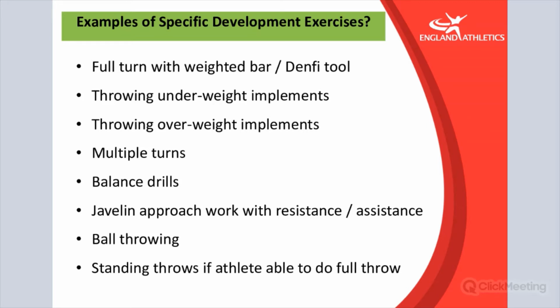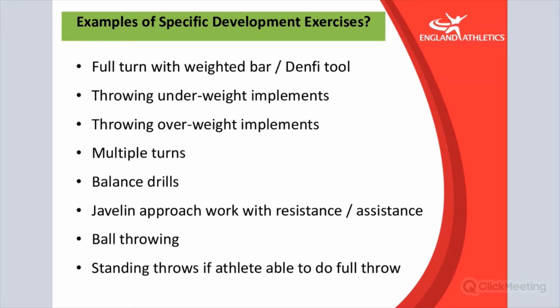So multiple turns, balance drills, approach work in the javelin with assistance and with resistance. With assistance, you might ask them to travel quicker, and in so doing, you might get them to run assisted by a bungee, so they're being dragged along a bit quicker. Or they might do it with resistance against the bungee, or dragging a tyre with the javelin, but obviously not throwing, and dragging the tyre, so they're working the ground, they're clawing the ground away from them.